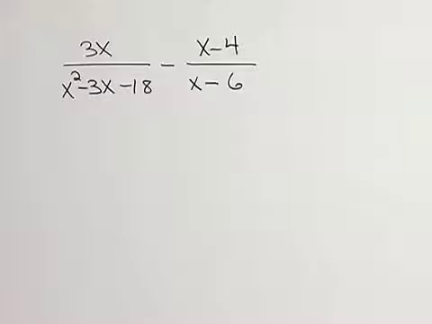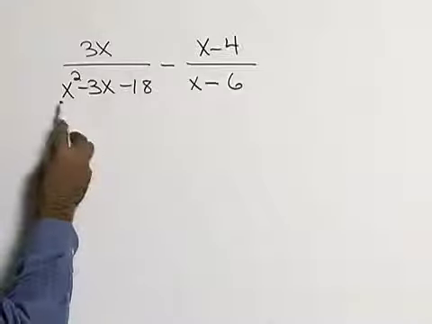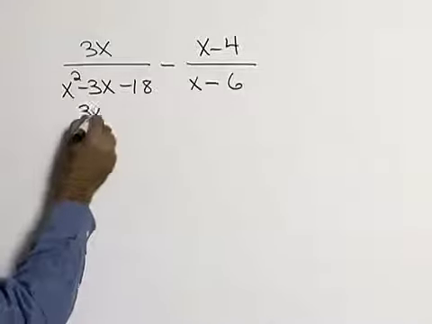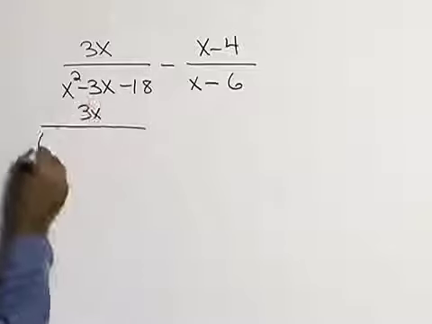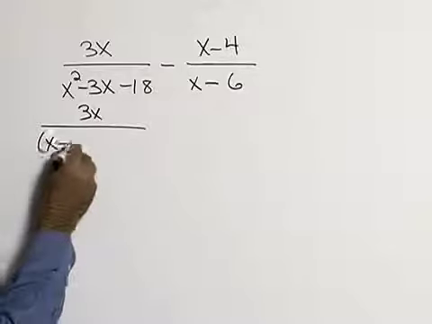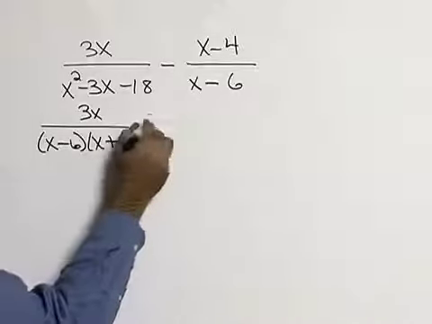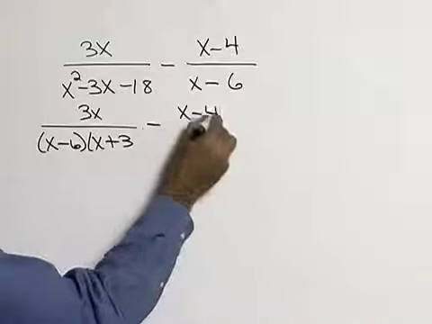Let's simplify 3x divided by x squared minus 3x minus 18, minus x minus 4 divided by x minus 6. So the first thing we need to do is find our common denominator, so let's factor this denominator. So we'll have 3x over x minus 6 times x plus 3. Minus, and we'll rewrite the last fraction.